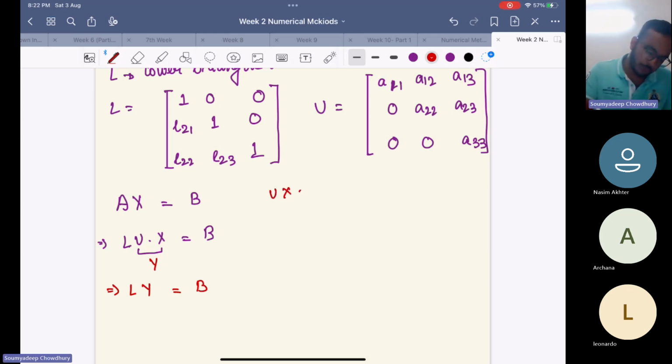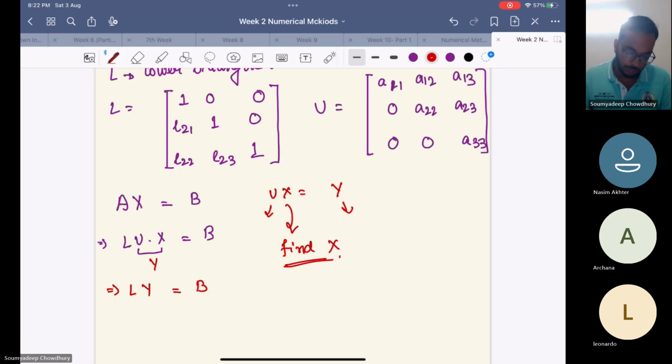So you have this equation UX equal to Y. We know U, we know Y. So we can find out X from here. So once we find X, we will substitute this.